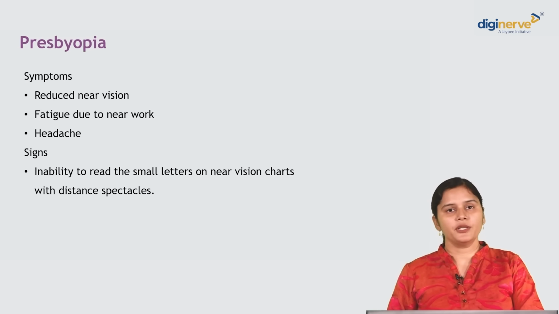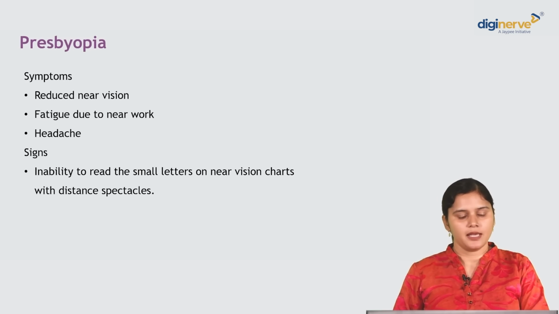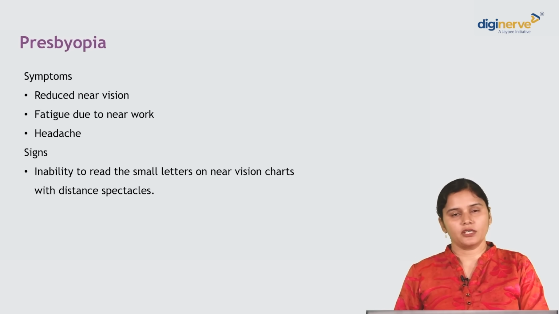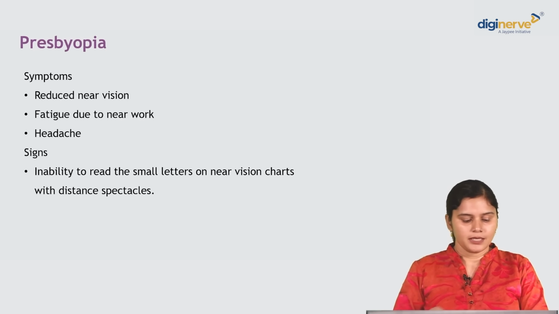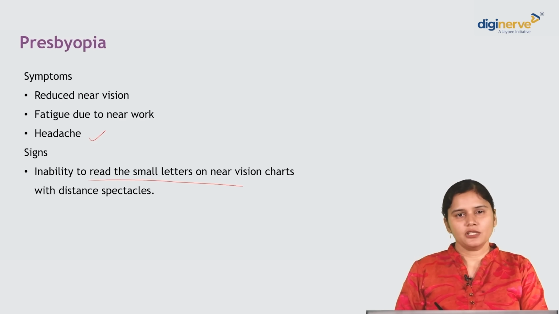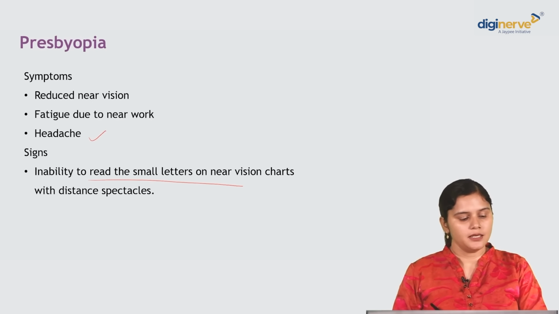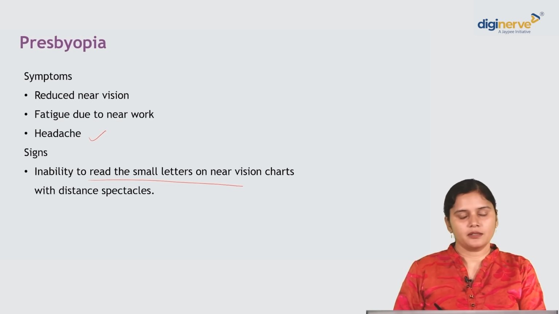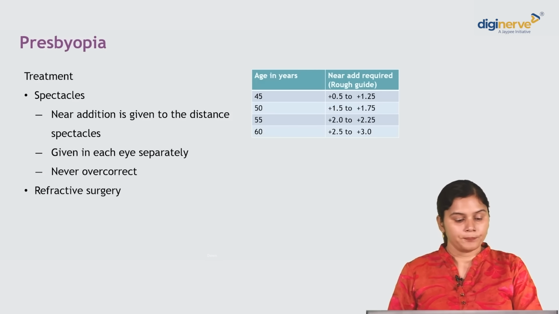The symptoms of presbyopia are reduced near vision, which starts at around 45 years of age. There is a lot of fatigue due to near work at 45 years of age, and ultimately they develop poor near vision. There can be headache and inability to read the small letters. Especially persons who read newspapers start having these problems early, since the newspaper letters are fairly small.